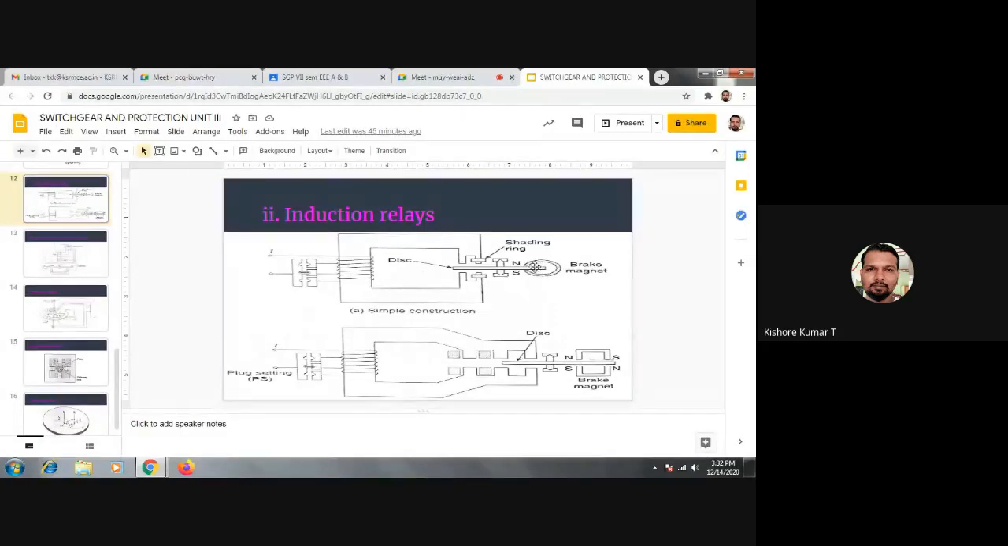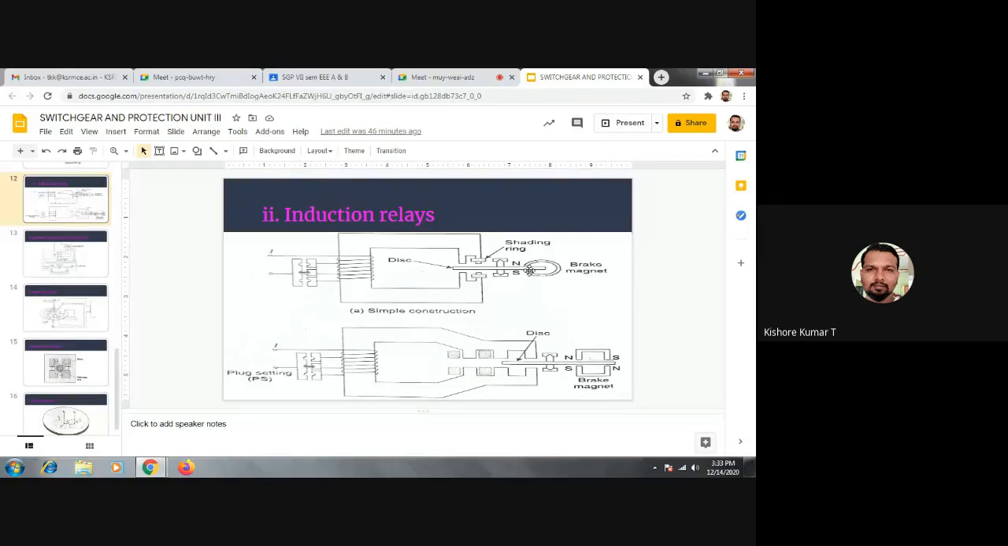Let us suppose after that time, the current again becomes equal to 0. Then what about the magnetic field set up by the core? That will become 0. Even though the magnetic field set up by the core becomes 0, the disk continues to rotate. That is called the creeping effect. In the absence of magnetic field, if the disk still tends to rotate, that effect is called the creeping effect, and you may classify that as creeping error.